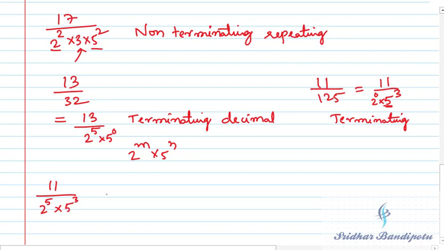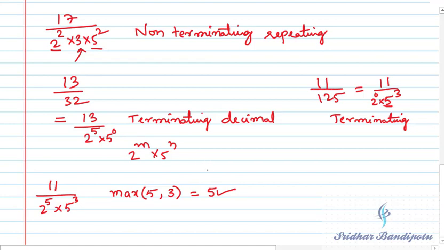11 by 2 to the power of 5 into 5 cube. Now tell me, after how many decimals it terminates? Let's see the maximum value of the exponent of 2 and exponent of 5. Exponent of 2 is 5 here and exponent of 5 is 3 here. What is the maximum value of 5 and 3? 5 is the maximum value. Therefore, after 5 decimals it terminates.